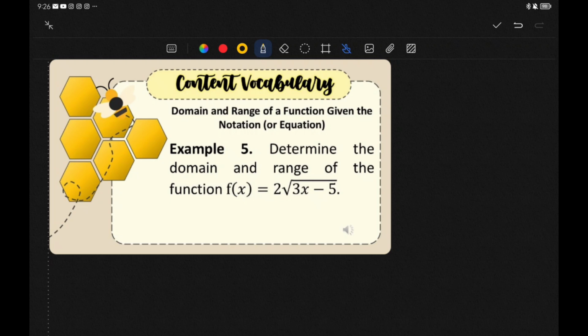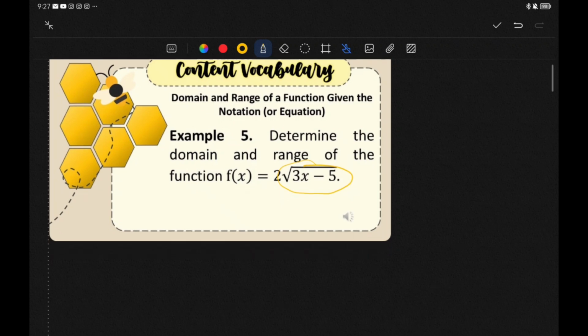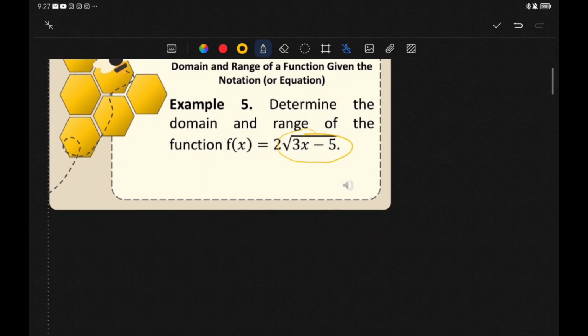It seems that any value can be used, but when we look closely, note that the square root sign or the radical sign or symbol requires some limitations. We know that we cannot take the square root of a negative number. So whatever is under the square root must be greater than or equal to 0. So in this case, 3x minus 5 must be greater than or equal to 0. So that is our limitation.